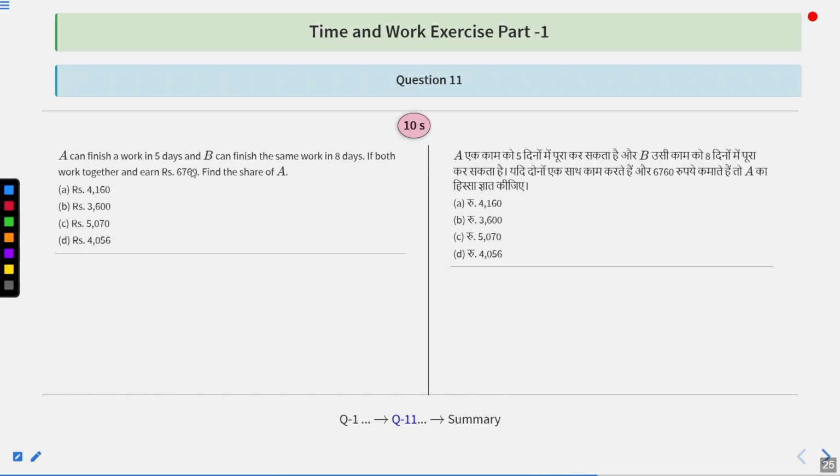A can finish a work in 5 days and B can finish the same work in 8 days. If both work together and earn rupees 6,760, then find the share of A. A, B, C, D, these are the 4 options given to you.